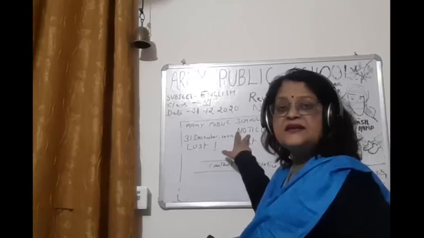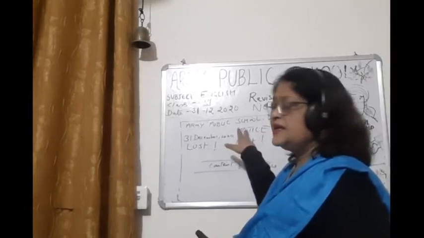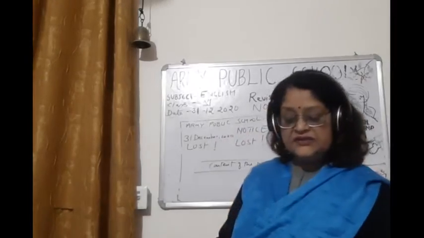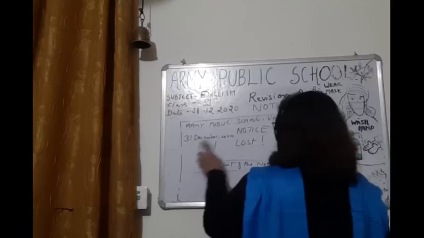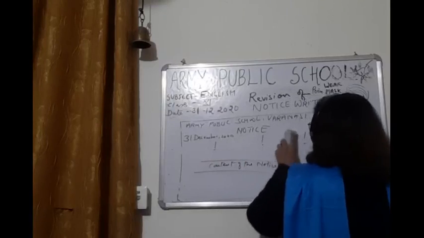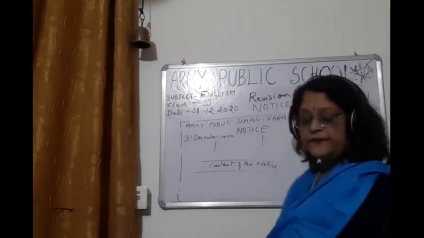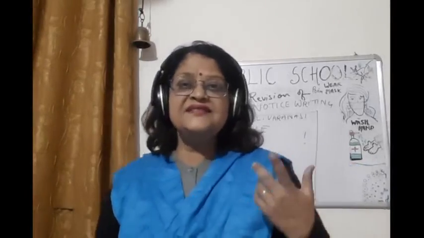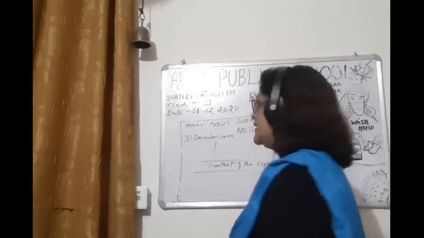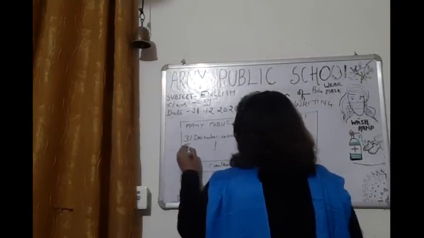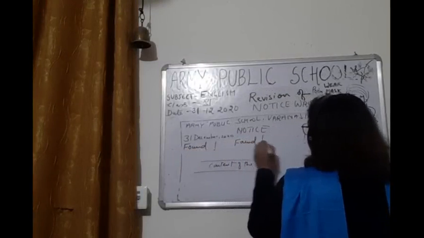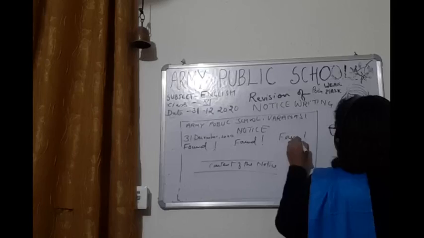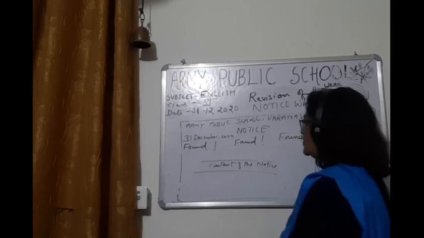Then in the second line, children, you have to write notice. In the third line, you have to write 31st December. But in the fourth line, the format is changed. Here you have to write what you have to write. I hope you have guessed, children. It is found, found, found. At the left hand side, found, exclamatory mark. In the center, found, exclamatory mark. And at the right hand side, you have to write found with the exclamatory marks.